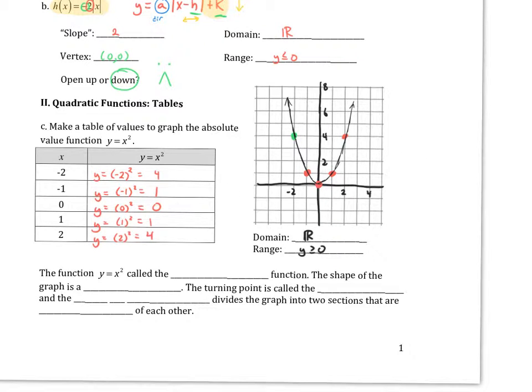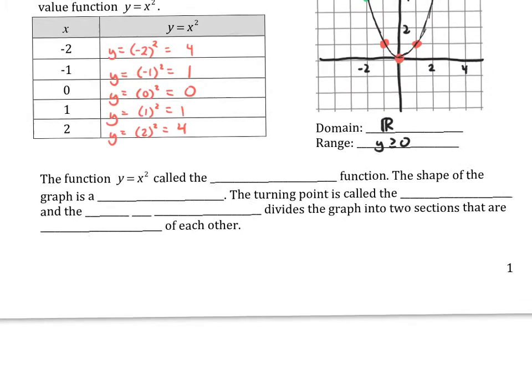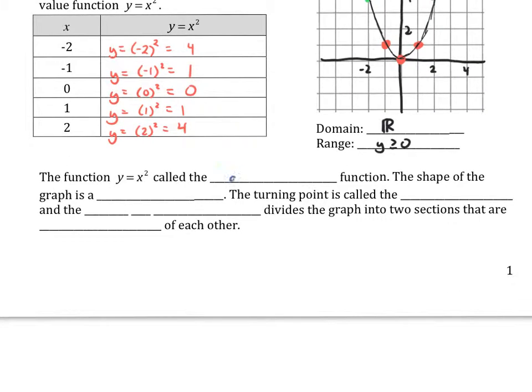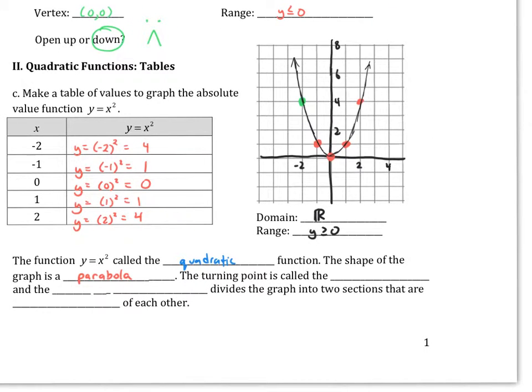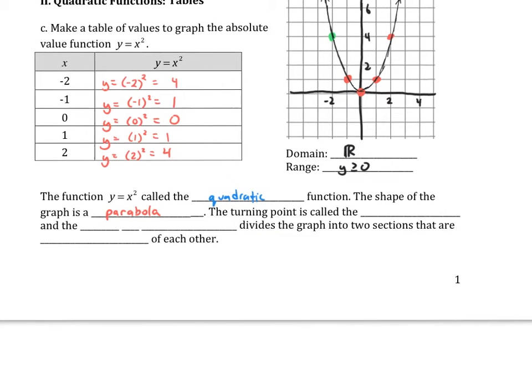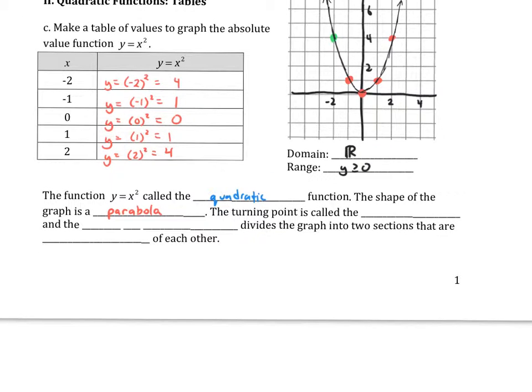So we've got a couple vocabulary terms that we want to look at. First off, the function itself is called the quadratic function. The shape of the graph is called a parabola. Don't confuse that with a parable, although spelled similarly. The turning point, because as we can see here, we're going down, down, down, then we hit the bottom and we go up, up, up. That turning point has the same name as in the other function, and we call that a vertex.